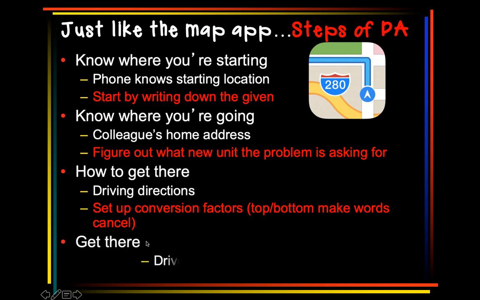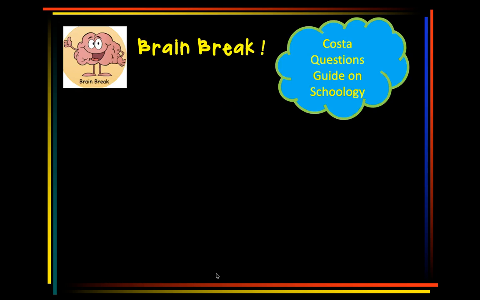But then we have to actually get there. If we were using that map app, we would actually drive or use our bike or walk there. For the steps of DA, you need to actually solve the problem. That looks kind of like that bell ringer warm up where we multiplied numbers on the top and divided numbers on the bottom until we got our simplified answer. Like in that bell ringer, 3y. That was our last answer. All right. So that's the idea behind DA.